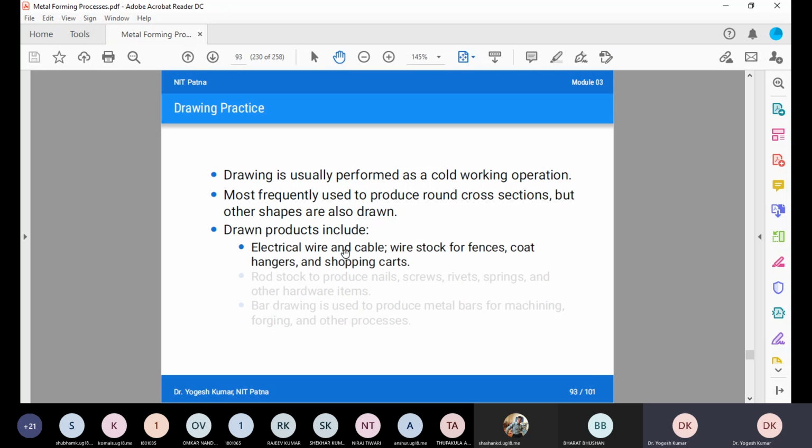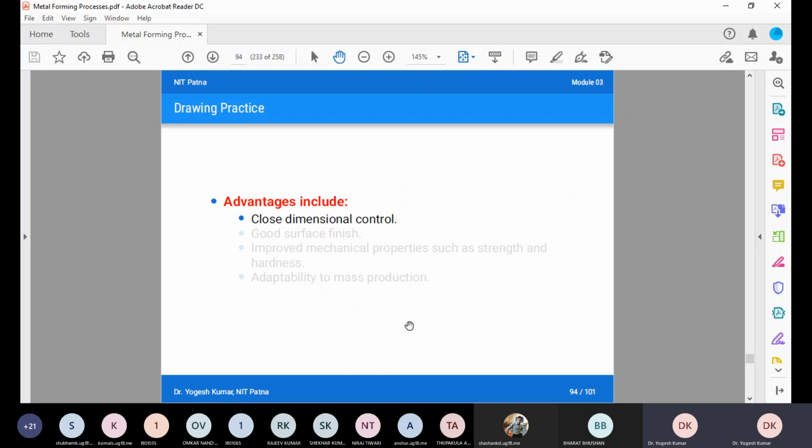These products are electrical wire, cables, wire stock, coat hangers, and shopping carts, etc. Then we have rod stock to produce nails, screws, rivets, springs, and other hardware items. These also can be produced using your drawing process. Bar drawing is used to produce metal bars for machining, forging, and other operations. So these were the various products that can be produced using your drawing process.